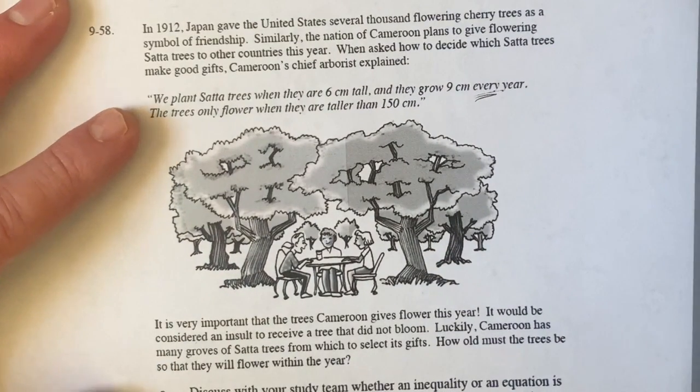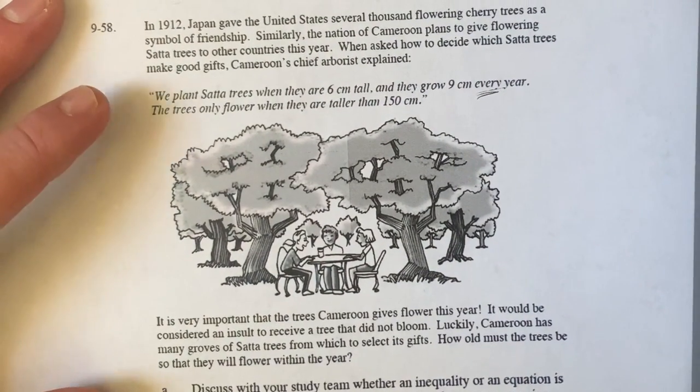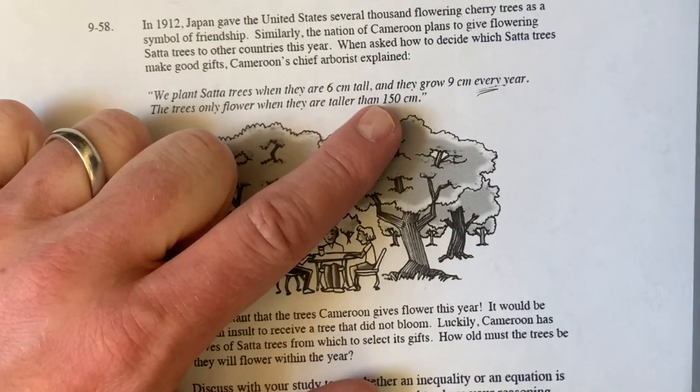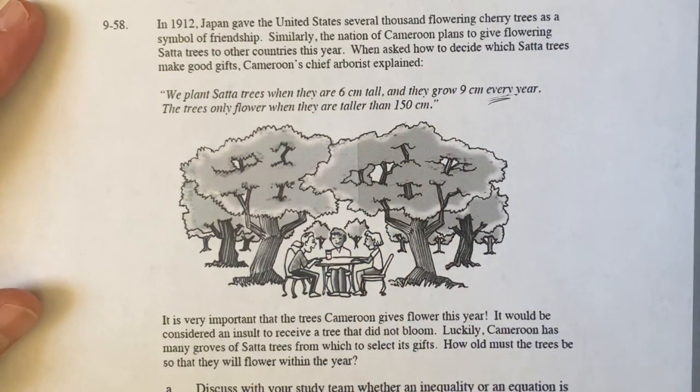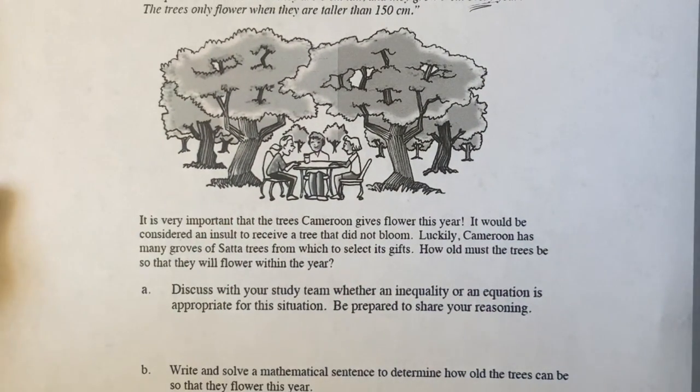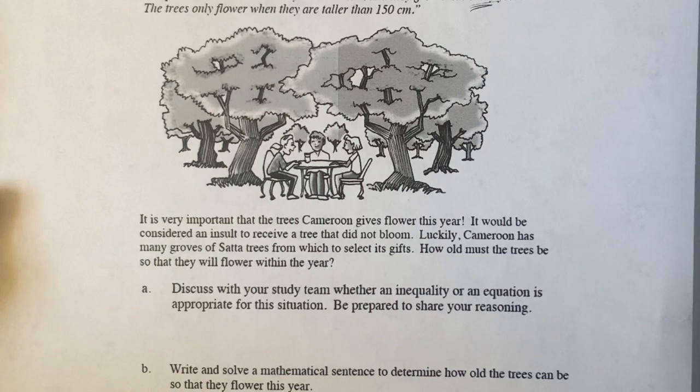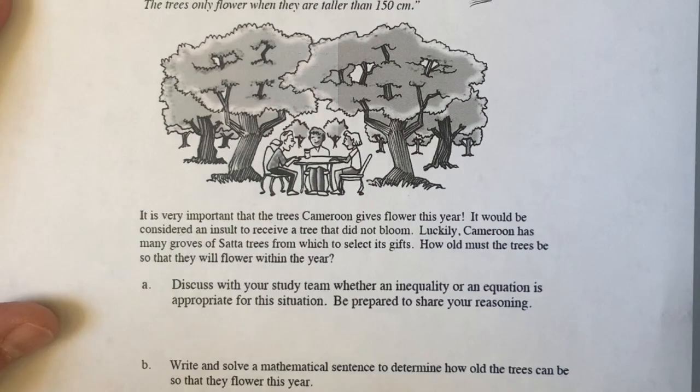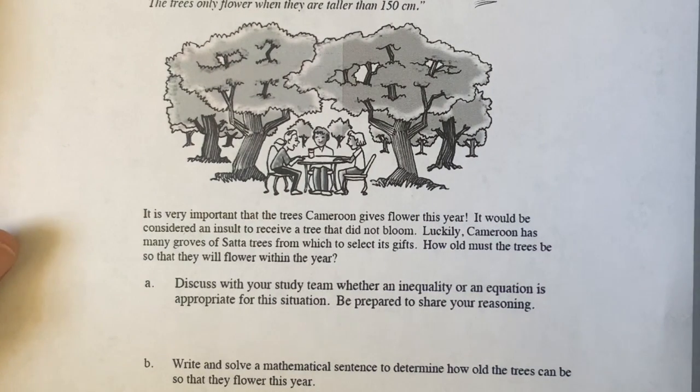And it says the trees only flower when they are taller than 150 centimeters. Okay, so that might help us come up with an inequality, because we need to look at the exact question that we have down below. It is very important that the trees Cameroon gives flower this year. It would be considered an insult to receive a tree that did not bloom. Luckily, Cameroon has many groves of sada trees from which to select its gifts. How old must the trees be so that they will flower within the year? All right, so we had to discuss with our study team whether an inequality or equation is appropriate for this situation. Be prepared to share the reasoning.